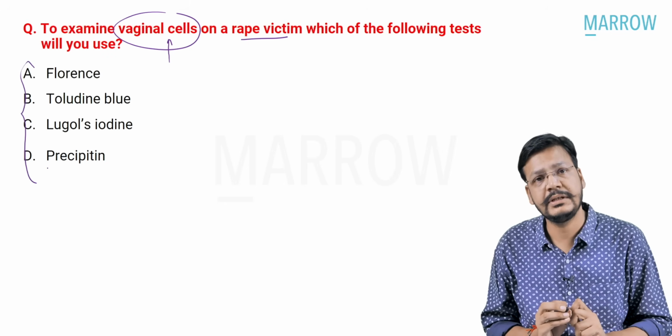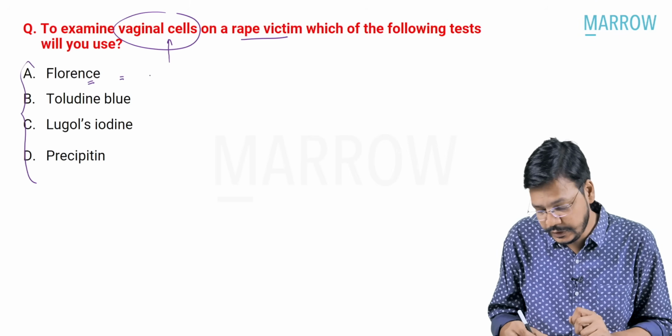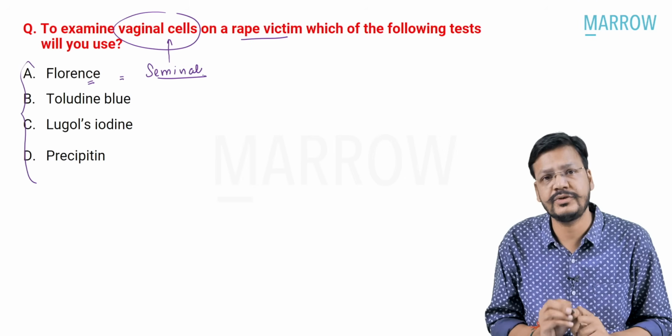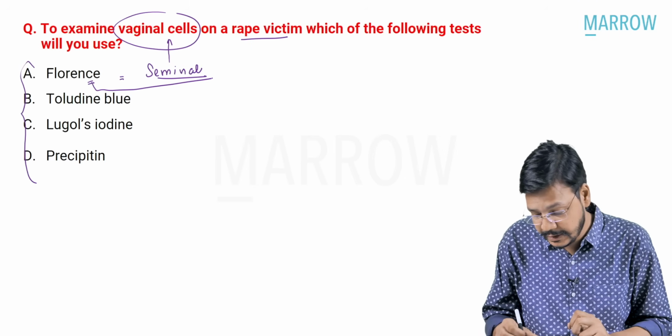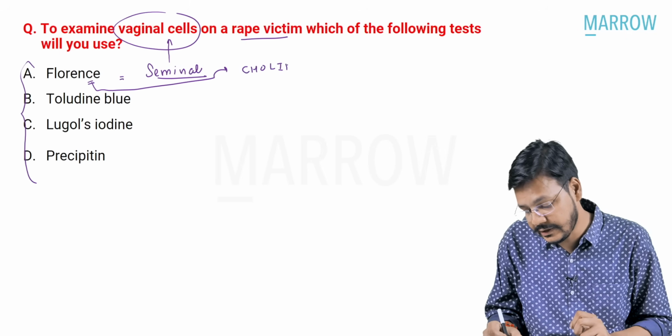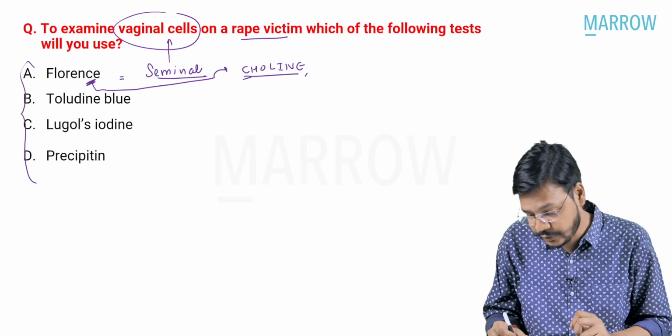The first option given is Florence test. The Florence test is used for seminal stain. You can easily remember, it is used to identify choline crystals. Choline crystal, C for choline.